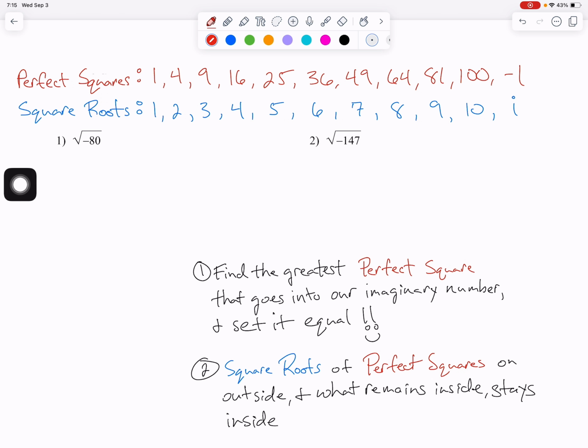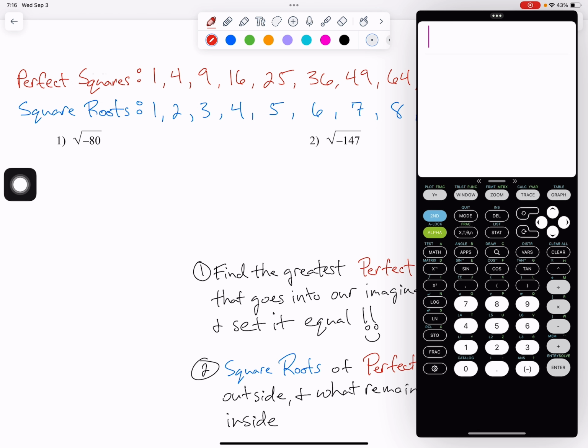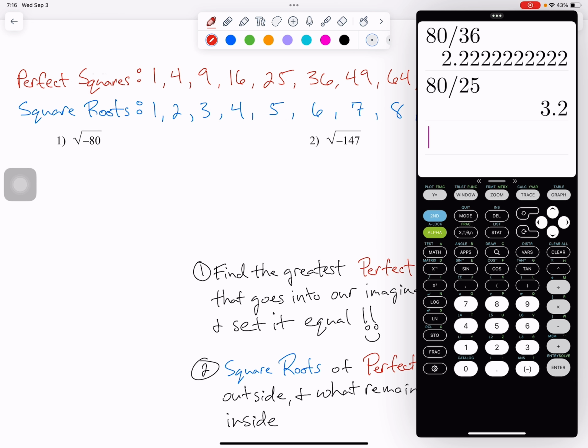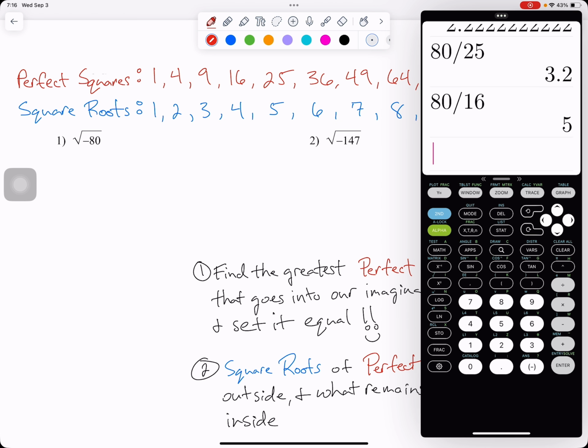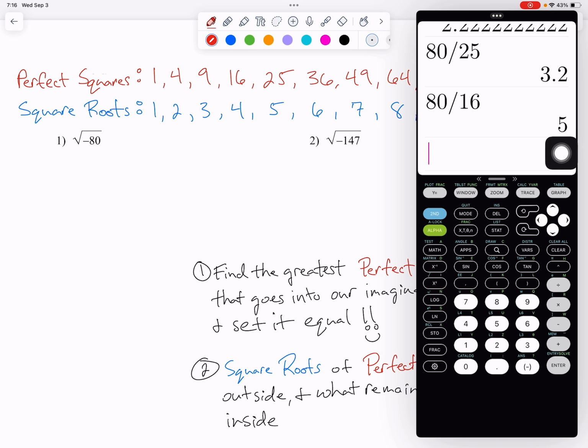All right, we can do this just by trial and error. I know that 80 divided by 64 is not going to work, and neither is 49. And if we're unsure, here's what we can do. Let's work backwards down the number line. 80 divided by 36. Oh, no, we get a decimal. Doesn't work. 80 divided by 25. Decimal again, doesn't work. How about 80 divided by 16? Oh, whole number. That's what we're looking for.